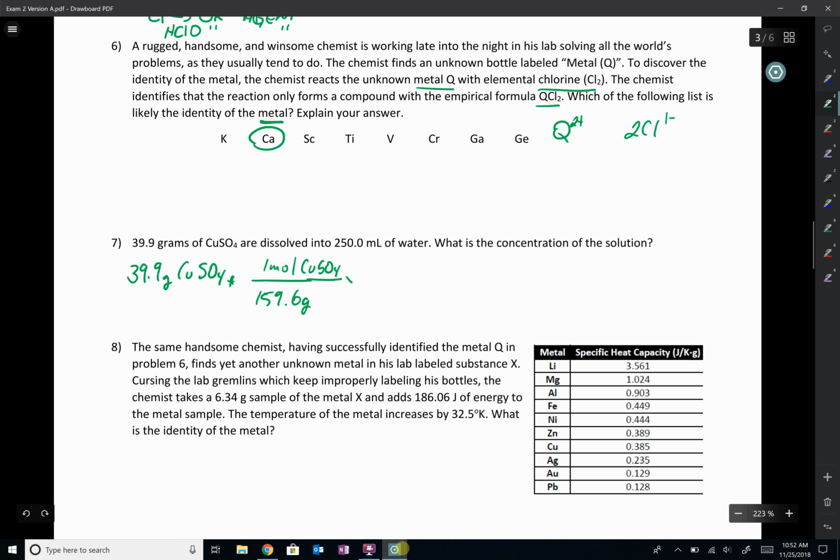If you don't know how to convert grams into moles, look back at my previous video. So I converted grams into moles, and then to get the molarity, I divide moles by liters. I converted milliliters into liters. I think it comes out to be like 0.9996 or something like that. So this comes out to be pretty much exactly a 1 molar solution of copper sulfate.